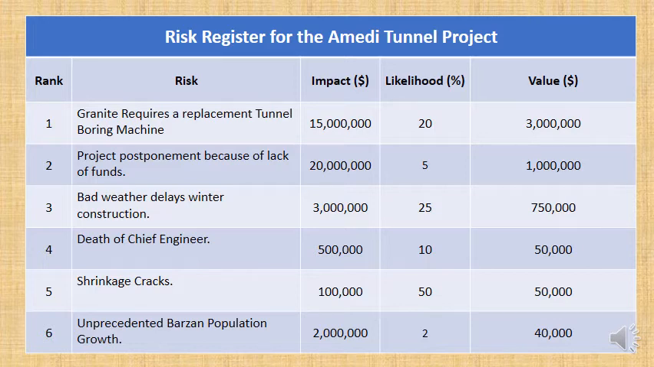And then there's unprecedented Barzan population growth. Because of coronavirus, they're at home and they have more babies. And so obviously the impact of that could be 2 million. Maybe the tunnel is just not going to be big enough for all of the cars that are going to be using it. The likelihood of that happening, though, is pretty small. We're very good at measuring population growth. There isn't too much variation, and we're very good at it. So very low likelihood, 2%. So the value is 40,000.